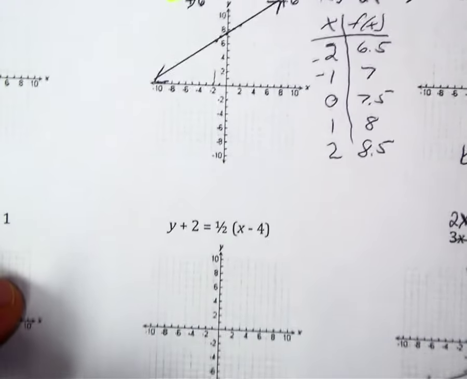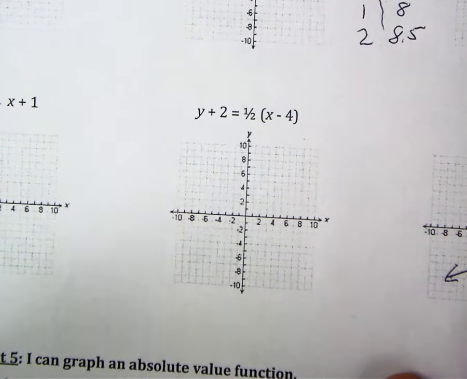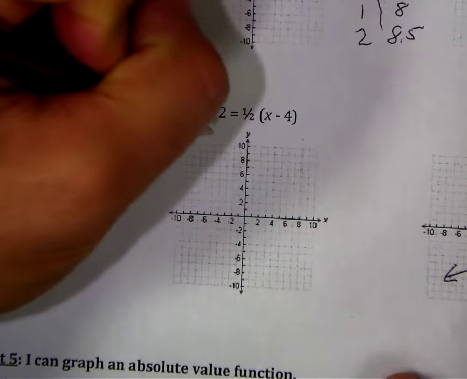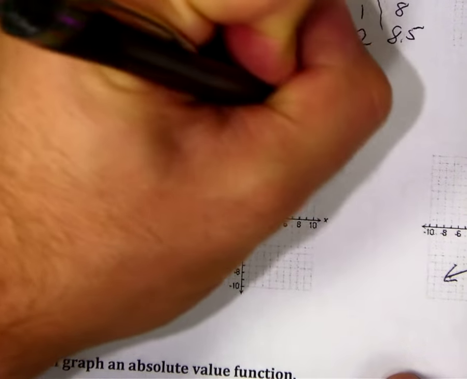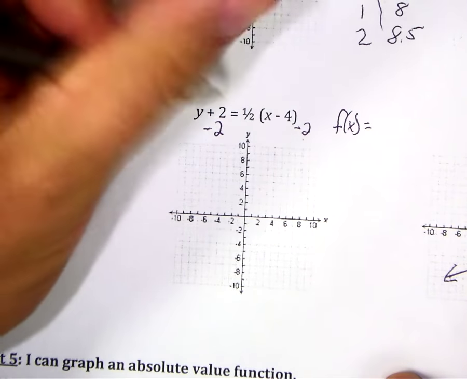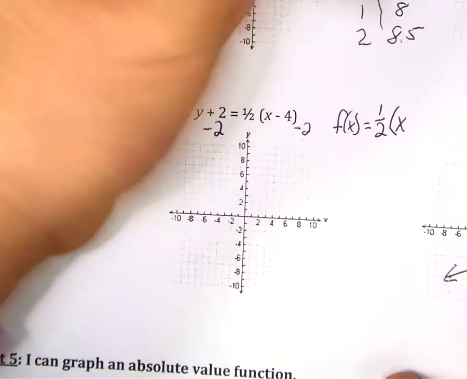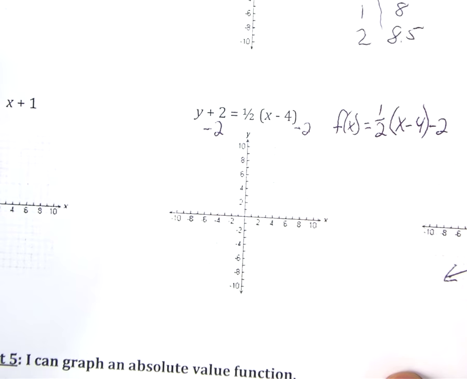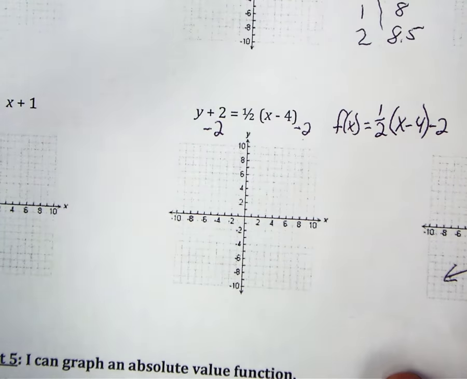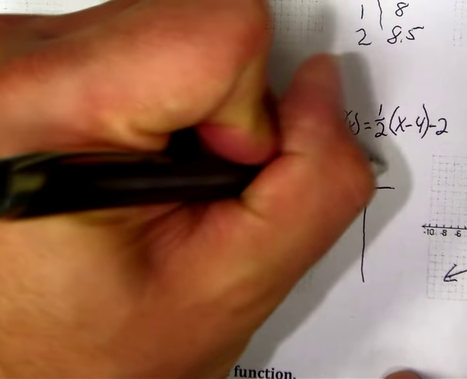I want you to set up the second one right here to put in your calculator, and then we'll go on. Alright, so you should have subtracted 2 on both sides, and then you can rewrite this as f of x, since the y is all by itself, turning it into a function: f of x equals 1/2 parentheses x minus 4, close parentheses, minus 2. And now what we're going to do, again, is just plug this into our calculator and make a table.